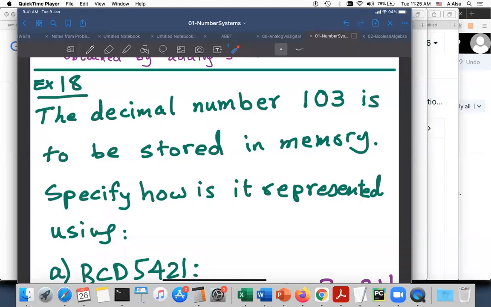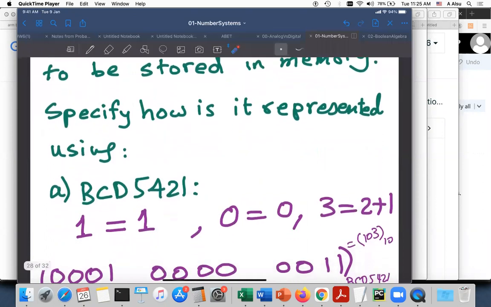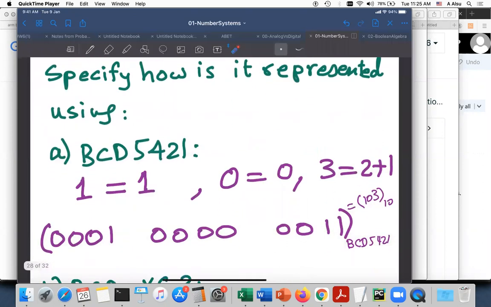So now the first 3 codings you just gave are going to be concatenated with each other like this: 0001, the code for 1, then the code for 0, and then the code for 3. Then we put here BCD 5421 to tell you that this is not a binary number; it's a binary code in which every 4 bits represent a decimal digit, which equals, by the way, 103 in decimal.